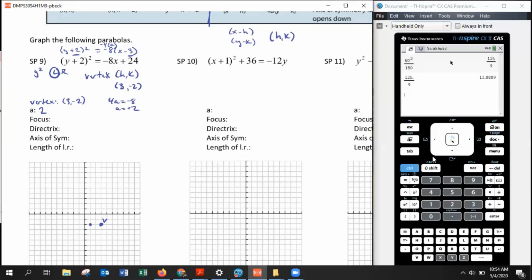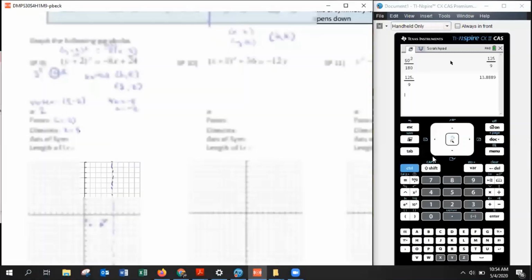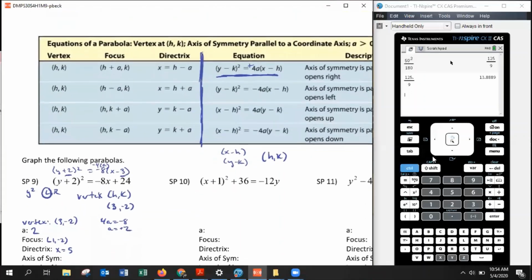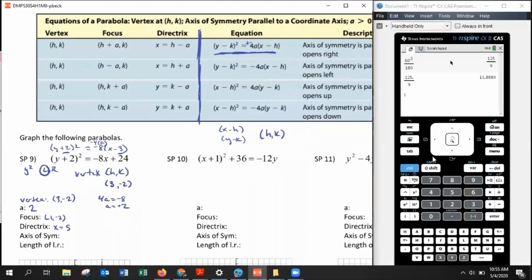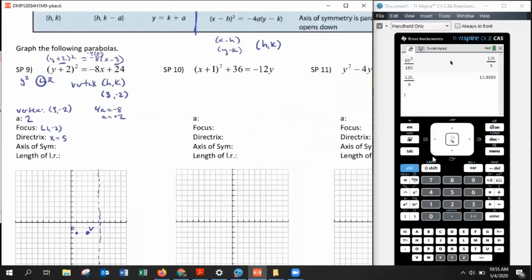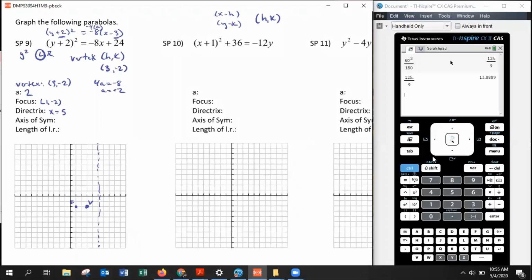So if I go 2 to the left, there's my focus. If I go 2 to the right, there's my directrix. So the focus is going to be 1, -2, and the directrix is the line x equals 5. Now, again, it froze up. So if you look at the top and you see h plus a, h minus a, all of that, yes, you can look at that and use that algebraically. I tend to do more of a geometric approach because it's a lot more efficient.